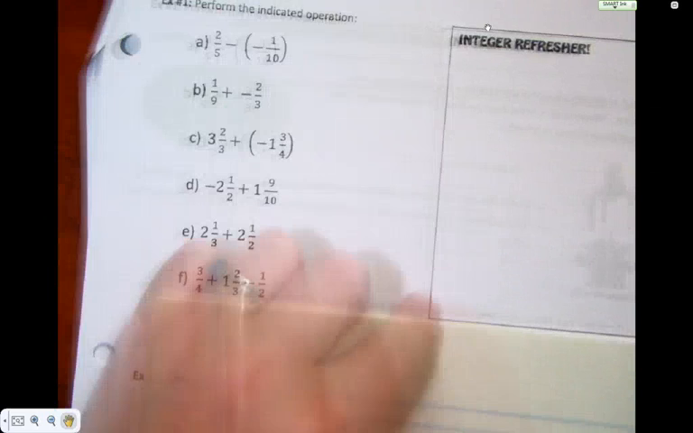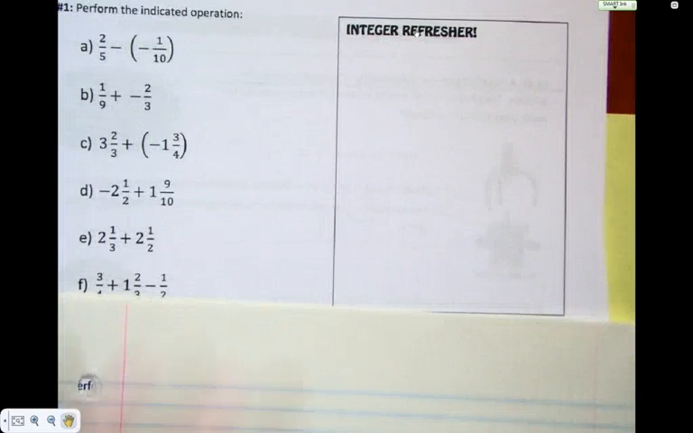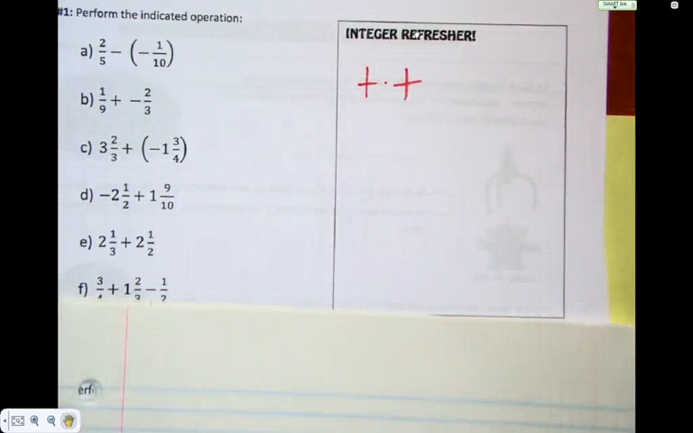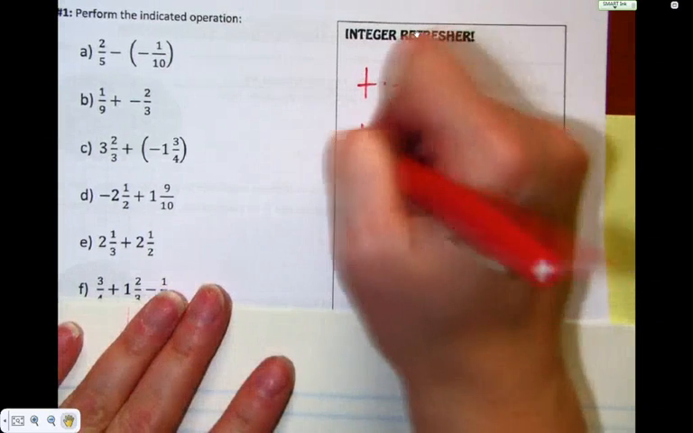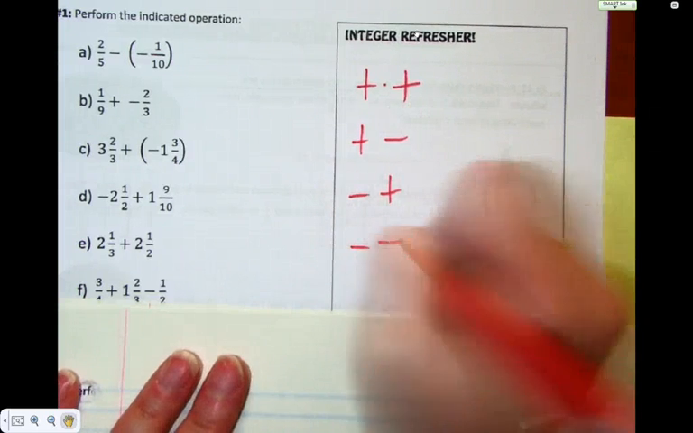So we talked about this a bit yesterday, but let's just do an integer refresher. We need to look at what happens when you have a plus times a plus, when you have plus times a minus, minus times a plus, minus times minus.